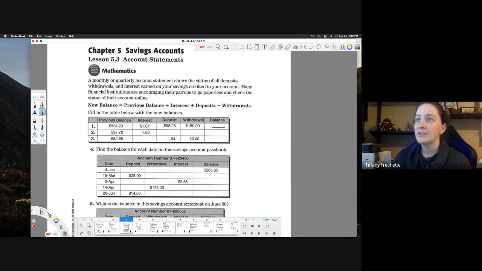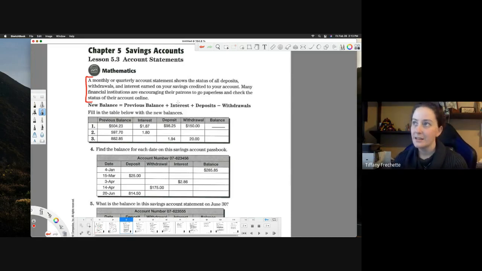All right, so this first part here is always a summary of the lesson. A monthly or quarterly account statement shows the status of all deposits, withdrawals, and interest earned on your savings credited into your account. Many financial institutions are encouraging their patrons to go paperless and check the status of their account online. So that's pretty common.